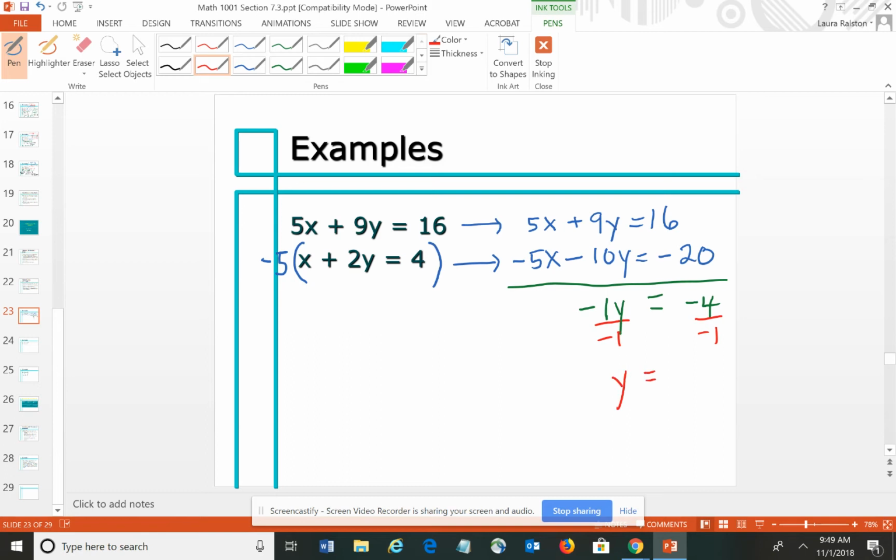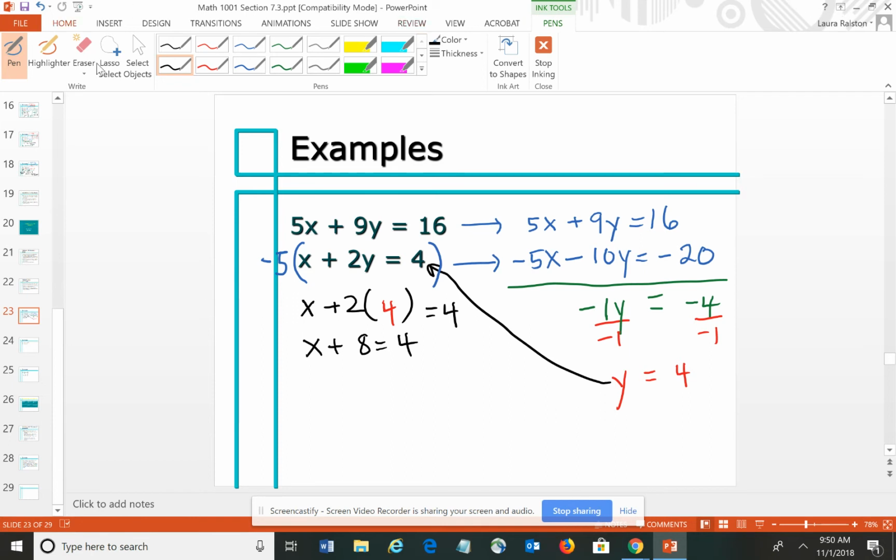So y equals +4. I'm then going to take y equals 4 and substitute it into one of the equations. It doesn't matter which one. I'm going to use the bottom one and figure out the value for x. And I'm going back to the original equation. So I would have x plus 2 times, and in place of y, we've determined that its value is 4, and that's equal to 4. So we have x plus 8 equals 4.